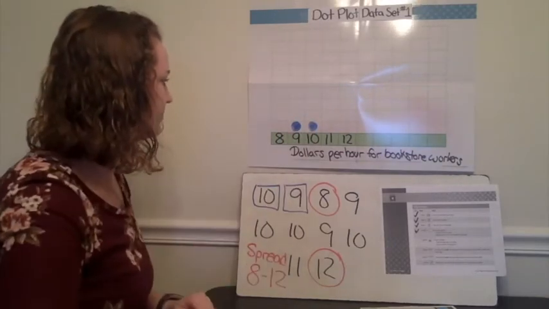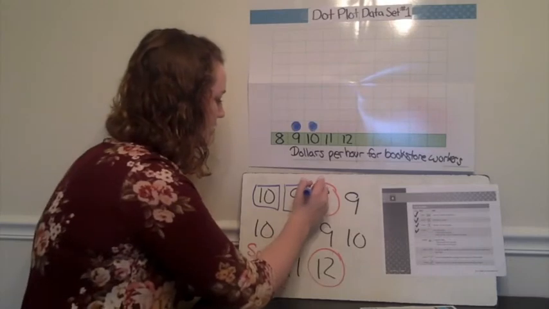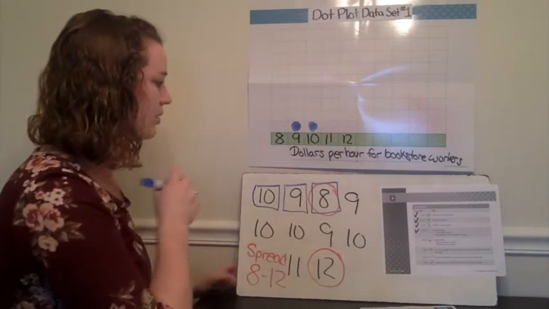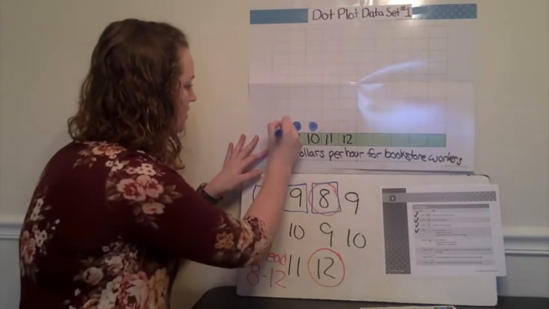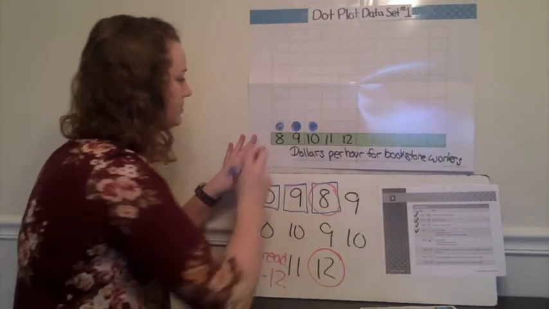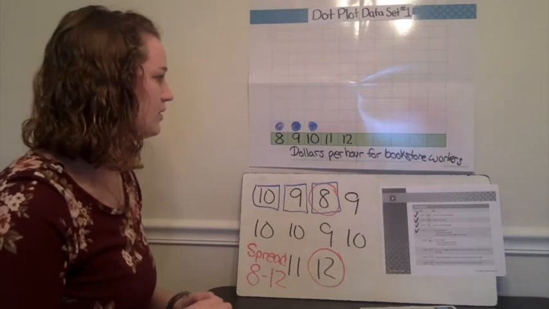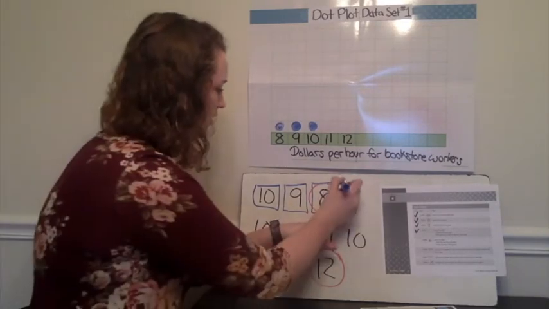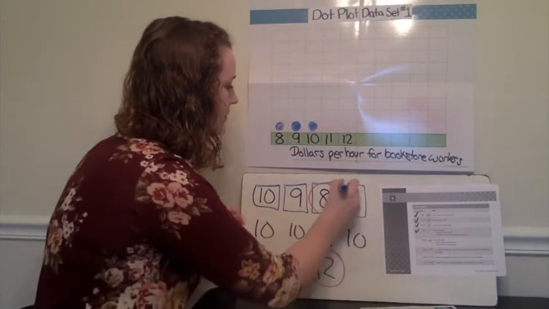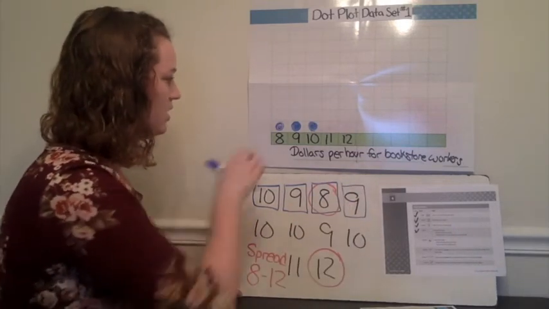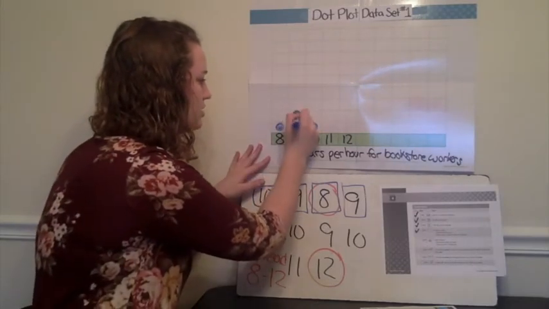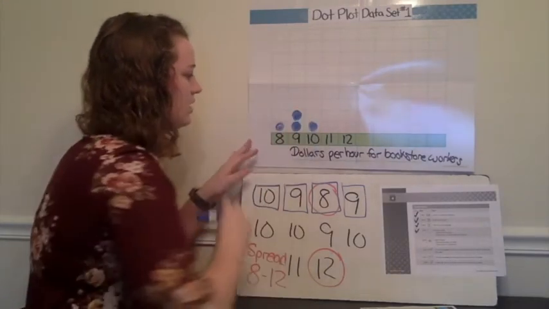Good. Our next number is 8, so we're going to put a dot where it says 8. All right. What's our next one? We got 9 again. So we already have one dot on 9, so we're going to go above it and put another dot on 9.